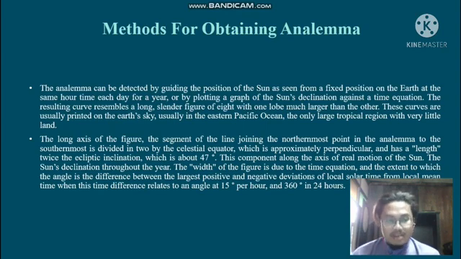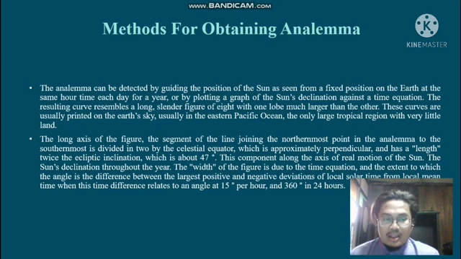The long axis of the figure, the segment of the line joining the northernmost point in the analemma to the southernmost, is divided in two by the celestial equator, which is approximately perpendicular and has a length twice the inclination, which is about 47 degrees, the component along the axis of real motion of the sun.